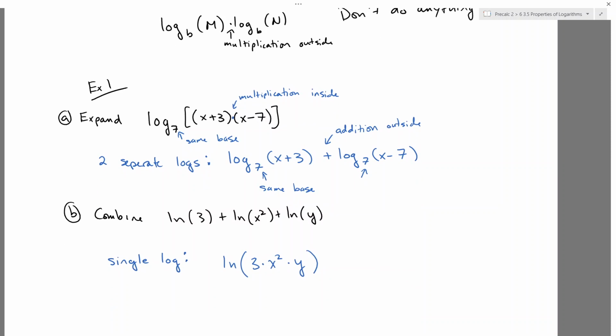We can also apply the sum rule in the reverse way. We have three separate natural logs, and then I can combine them into a single natural log. How does the operation combine? The sum of separate logs becomes multiplication of each of the three parts: 3 times x squared times y. So when it combines to a single log, the operation becomes multiplication.